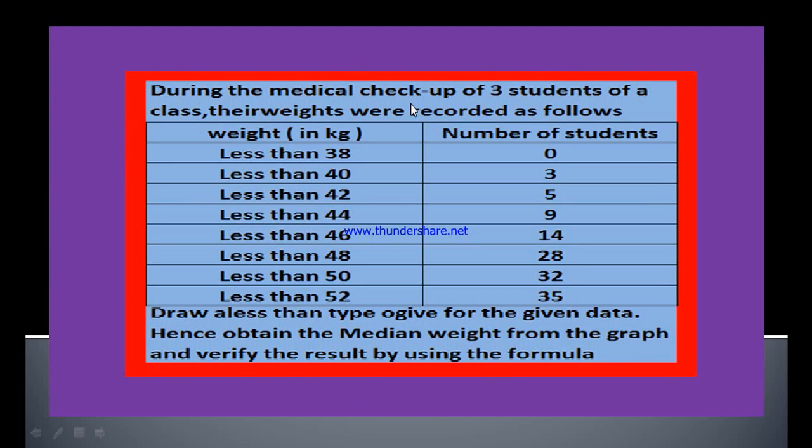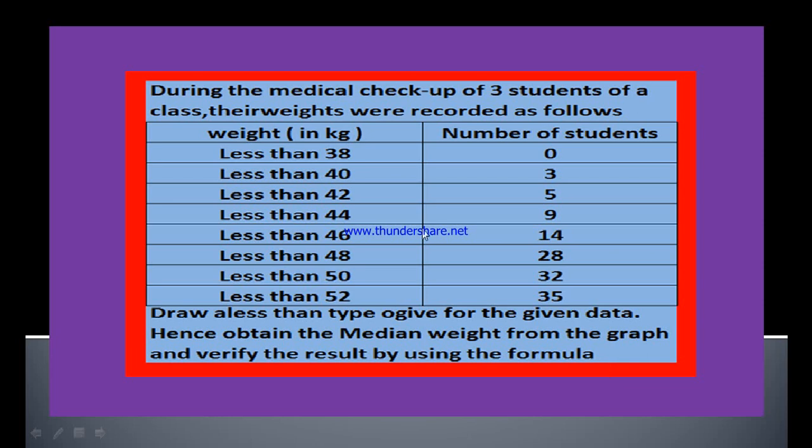During the medical checkup of 30 students of a class, their weights were recorded as follows. Weight in kgs, less than 38, less than 40, less than 42, less than 44, less than 46, less than 48, less than 50 and less than 52. Corresponding to these weights, the number of students 0, 3, 5, 9, 14, 28, 32 and 35. Draw a less than type Ogive curve for the given data. Hence, obtain the median weight from the graph and verify the result by using the formula.